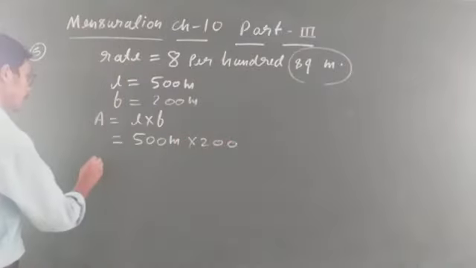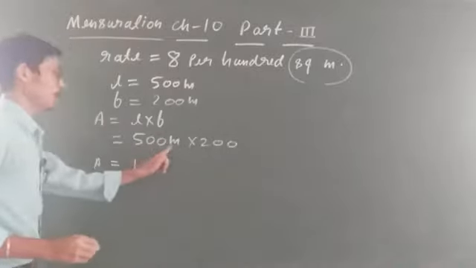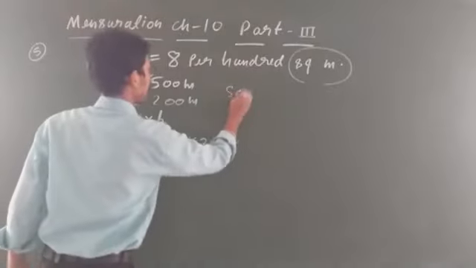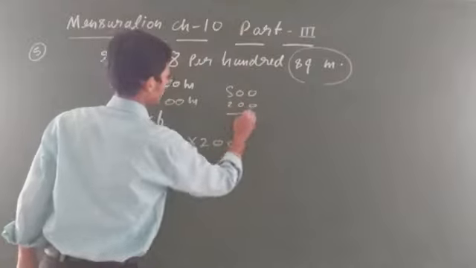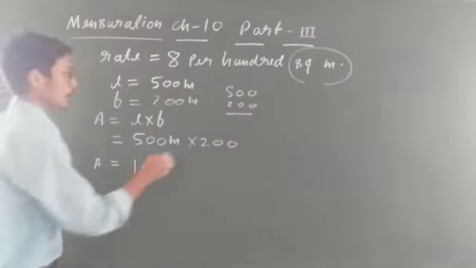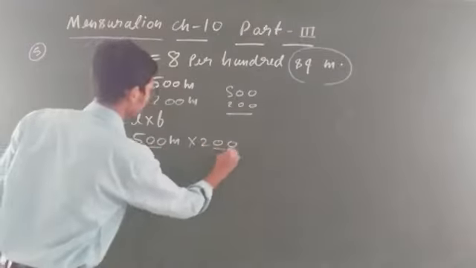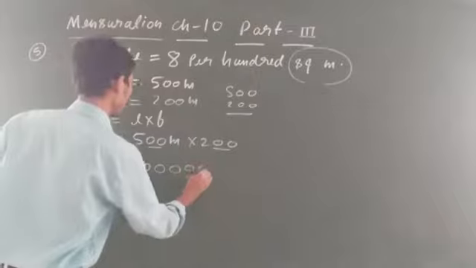Clear? Area is equal to 5 times 10, which is 40. Or don't try to multiply like this. Now you are in class 6, try to do multiplication faster. How? 5 times 10, 10. And how many zeros are given? 1, 2, 3, 4. 1, 2, 3.